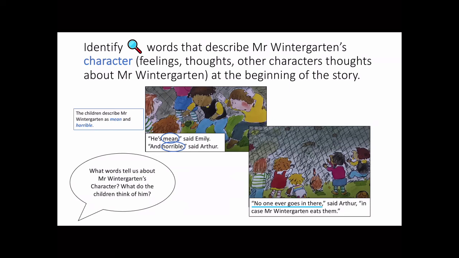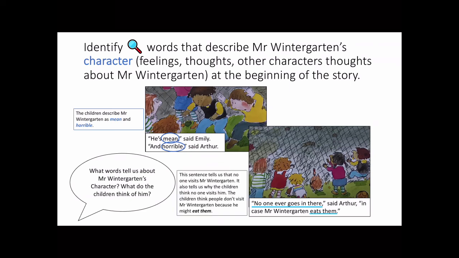No one ever goes in there, in case Mr. Wintergarten eats them. This sentence tells us that no one visits Mr. Wintergarten. It also tells us why the children think no one visits him. The children think people don't visit Mr. Wintergarten because he might eat them. Does he really eat children?